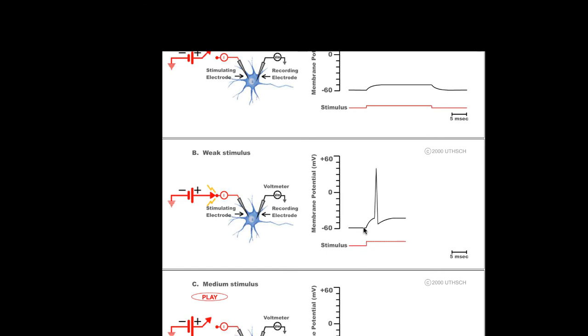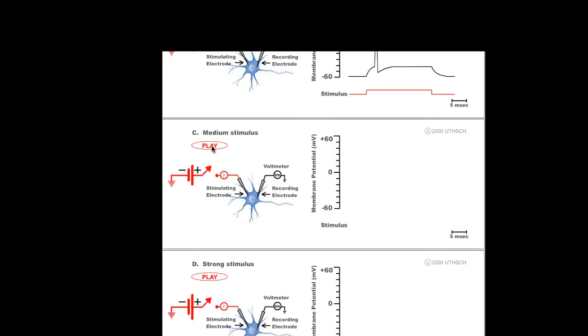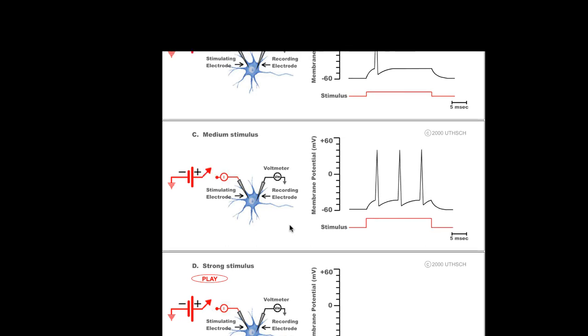Here, the reason we get an action potential is that that stimulus is now above threshold, so it can get that positive feedback loop to kick off. And once that positive feedback loop kicks off, it doesn't matter if it's a really strong stimulus or not, it is going to create an action potential. If we go to an even stronger stimulus, again, we have action potentials.